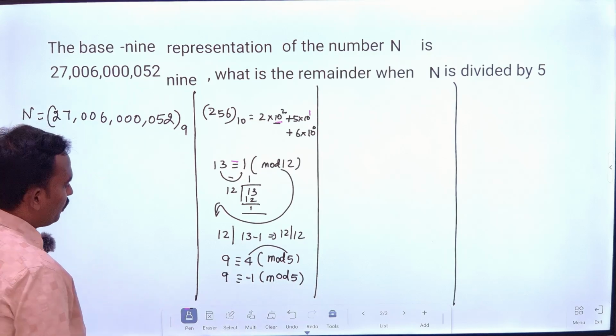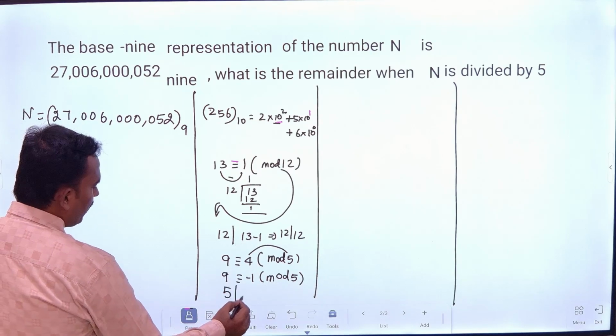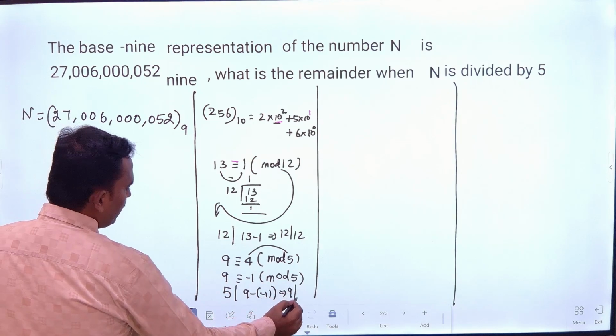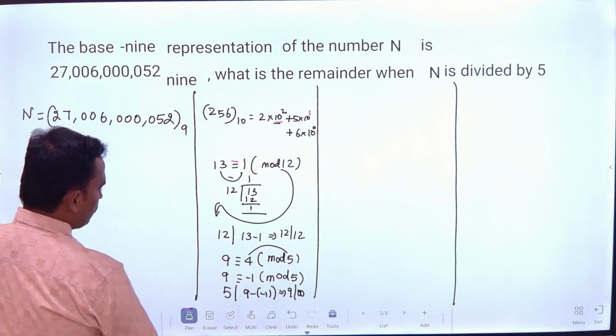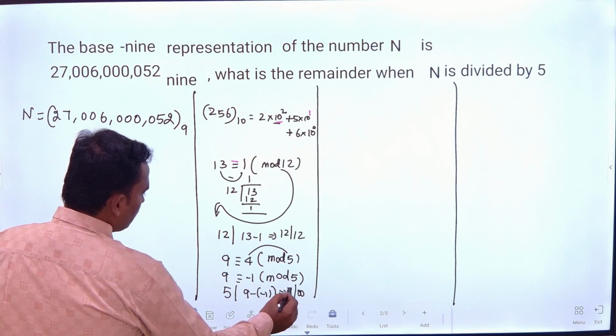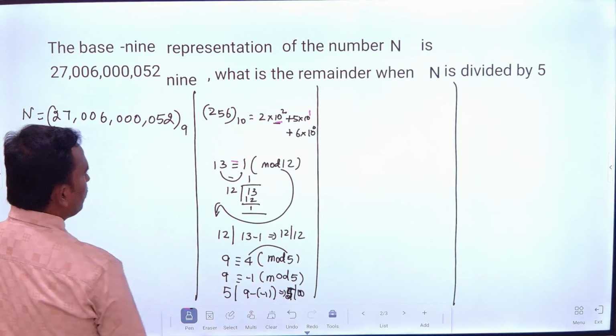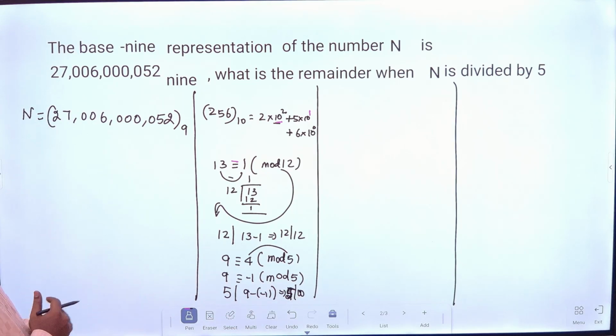So why is this true? Because you can use the definition: 5 divides 9 minus minus 1. This implies 5 divides 10. So definitely it will work, right? These are the basic tools required for these questions.